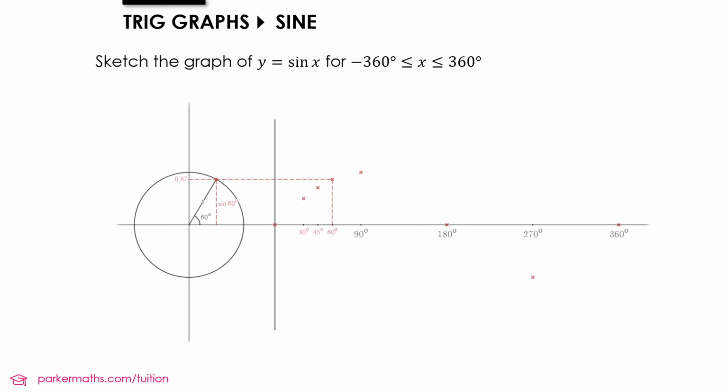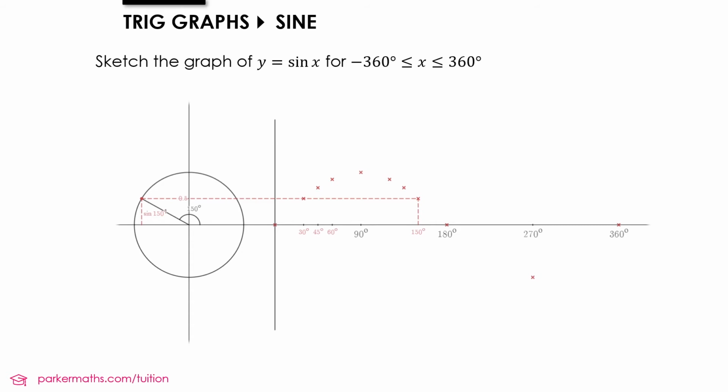We know there is a symmetry about the y-axis, and that means there's a few extra points we can plot, because we know sine 120 degrees will take the same value as sine 60. We know that sine 135 degrees will take the same value as sine 45 degrees. And we know that sine 150 degrees will take the same value as sine 30. So that gives us the shape of half of the graph.